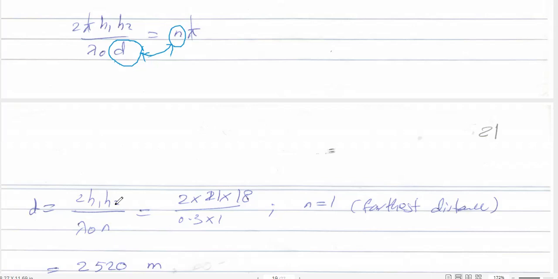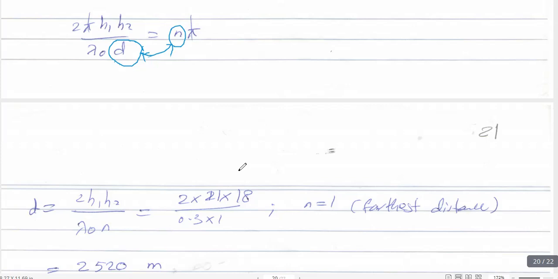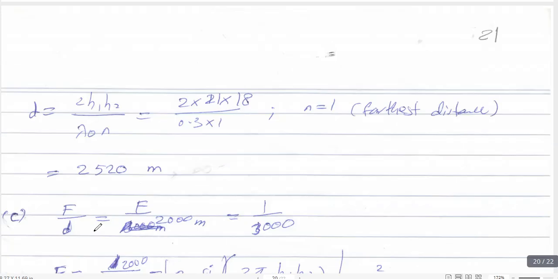Here h1 is 21 meters, h2 is 18 meters, and the lambda naught is 0.3, and n here, minimum n, to obtain maximum d, is 1. If you want other distances, you will put n equal 2 and n equal 3. So it is 2520 meters, around 2.5 kilometers.